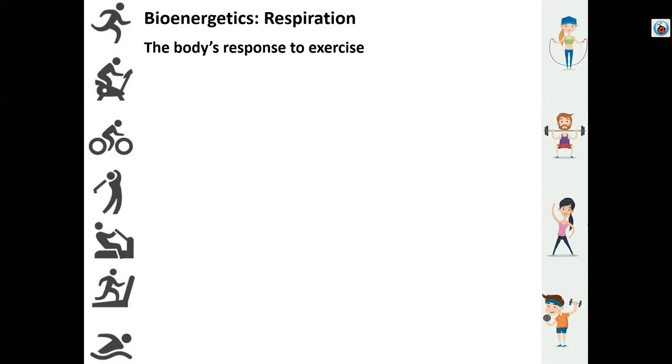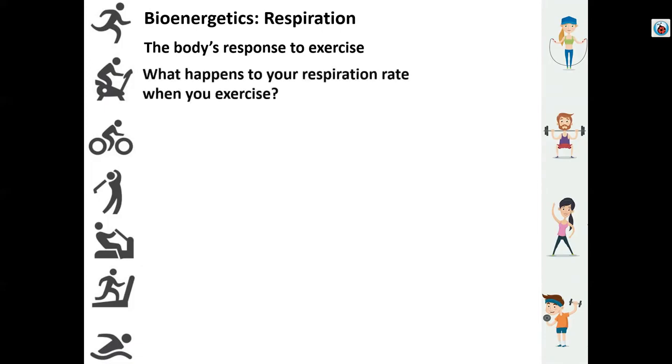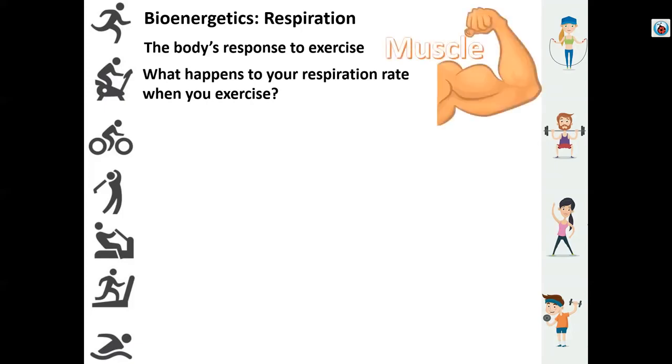Hopefully you've done that and you've made a note of how your body's activities changed to help you to exercise. So let's have a look at what happens then. What happens to your respiration rate when you exercise? So let's talk about what's happening when we exercise. To exercise, our muscles have to contract to cause the movement. And of course, to be able to contract, they have to carry out respiration, because respiration transfers energy from glucose.